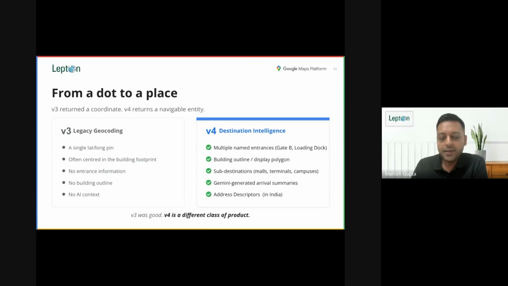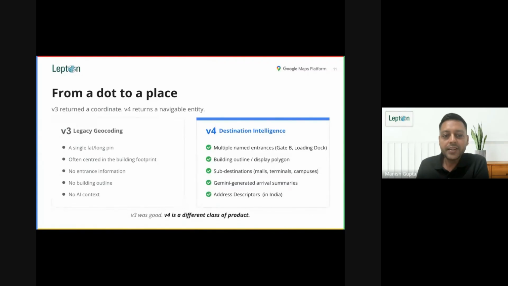Now, what are we talking about today? Until now, and I don't know if in the audience, have you been using geocoding API in the past or not? Every geocoding API in the world, any mapping company that has built historically, including Google's own prior version, gave you the same thing. It was just a dot on the map, right? All it will do is convert the address into a lat long or a lat long into an address.